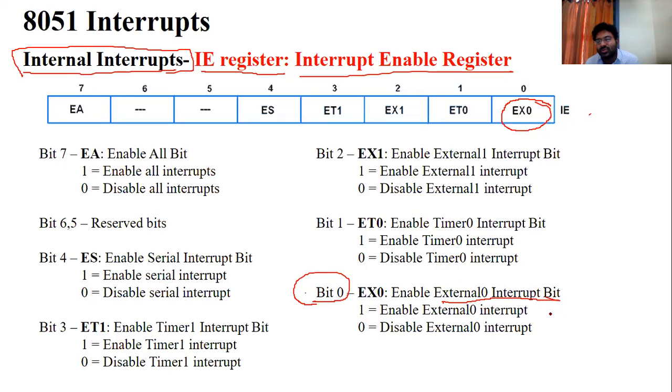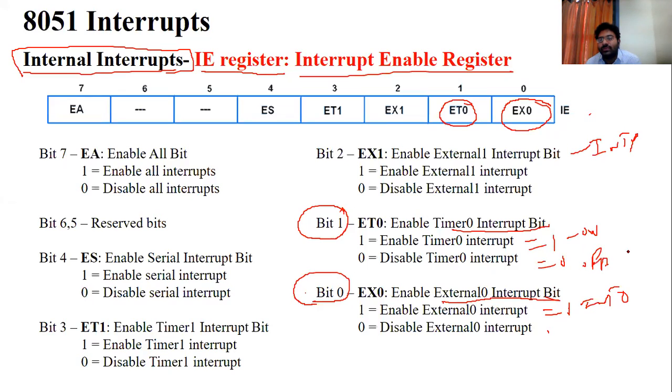This bit may be set to 1 to enable, or to 0 to disable. Then we can see bit 1, which is 0: enable timer 0 interrupt. You know that two timers are there, timer 0 and timer 1 overflows. Timer 1 overflow as well. These are external input INT 0 and INT 1. So 1 is enable, 0 is nothing; 1 is on, 0 is off. Similarly, 1 is on, 0 is off.